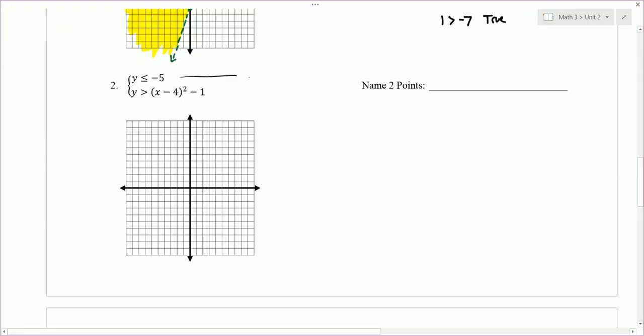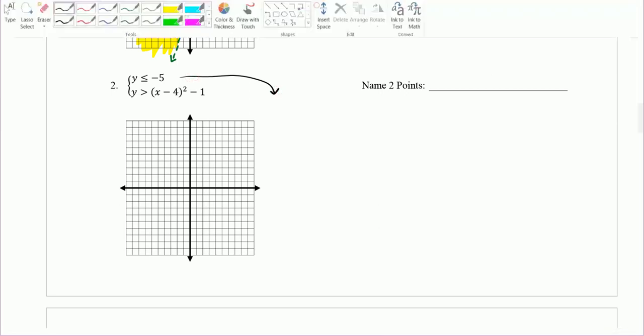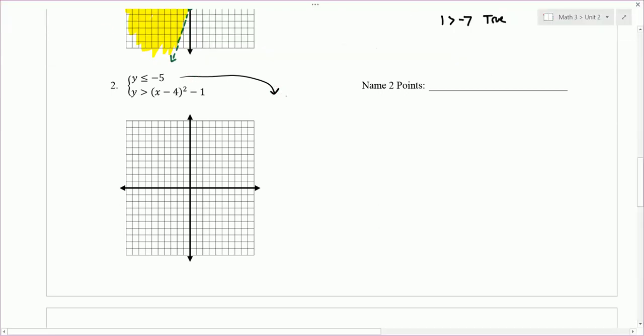So first graph, think of it as an equal sign first. So y equals negative 5. Hey, this is the nice one we like. It's a horizontal line at a height of negative 5. So 1, 2, 3, 4, 5. I'm going to put a point there, and then we got to decide our 2 questions.